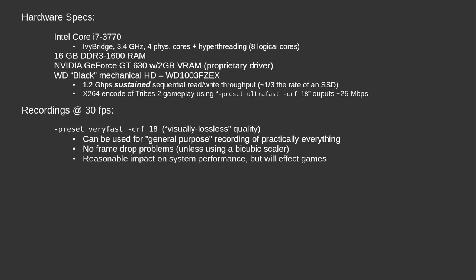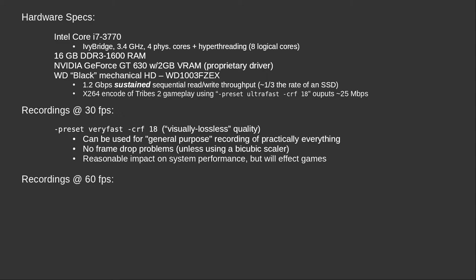Using these particular settings has a reasonable impact on system performance, but it will affect games. What that means is that when I am running a desktop recording at 30 frames per second at these settings, I definitely notice that my system is a little bit slower. If I want to open up a file or a video or something like that, there's a tiny little bit of lag that I feel. If I crack open a game and start playing it while I'm doing one of these recordings, it starts dragging the performance of the game down. I don't drop frames, but the additional load that it puts on the system does have an adverse effect on gameplay.